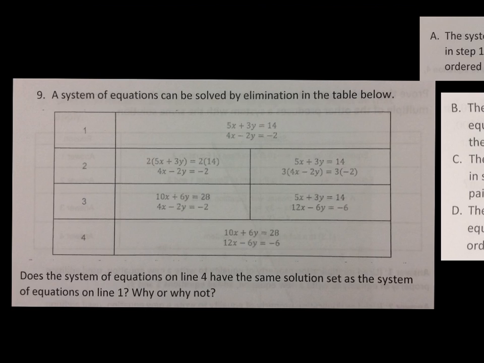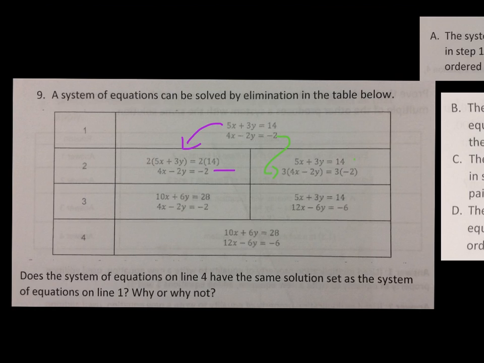Now in question number 9, a system of equations can be solved by elimination in the table below. Well, I want you to notice something. They take this first one and they multiply it by 2. And they didn't do anything to the second one. Then on the right hand side, they take the second one and they multiply it by 3. And they didn't do anything to the first one.